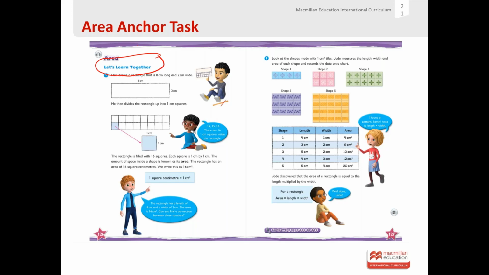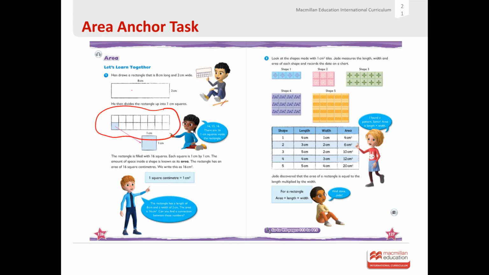What I want to make sure I have is some concrete materials. So I might give out rectangular shapes to our children. I might cut some shapes out and say, here you go, this is for your table. I want you to think of a whole list, and I'm going to give you some questions on it later on. With my children that are struggling, I might already have centimeter squares on there, so it's easy for them to work out. Here it says Sam draws a rectangle that is 8 centimeters long and 2 centimeters wide. He then divides the rectangle up into 1 centimeter squares, as you can see here.